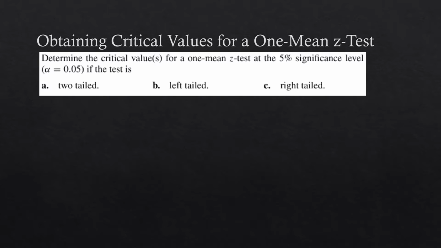Obtaining critical values for a one mean z-test. Determine the critical values for a one mean z-test at the 5% significance level. Alpha equals 0.05 if the test is two-tailed, left-tailed, or right-tailed. Well, let's think about the two-tailed test first.